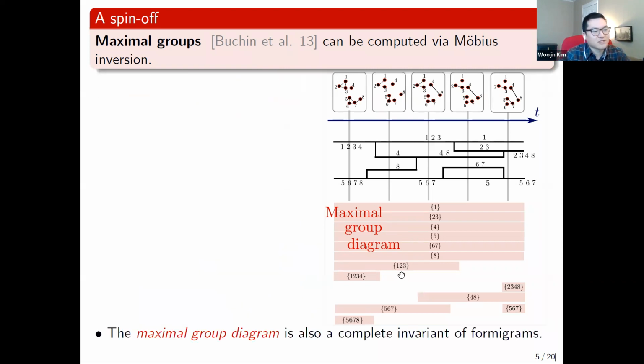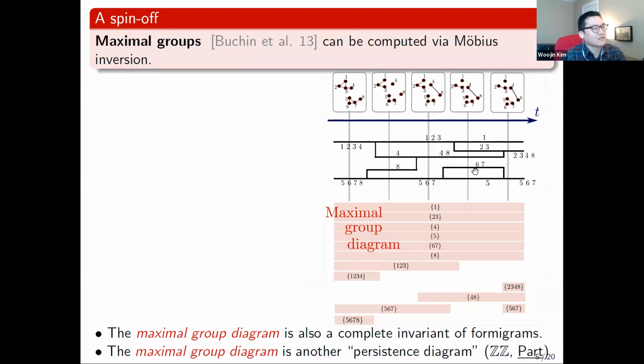Maximal group diagram is another complete invariant of formigrams. And here, one takeaway is that we can find the notion of persistent diagram in a context different from persistent homology. I think that was an interesting finding.